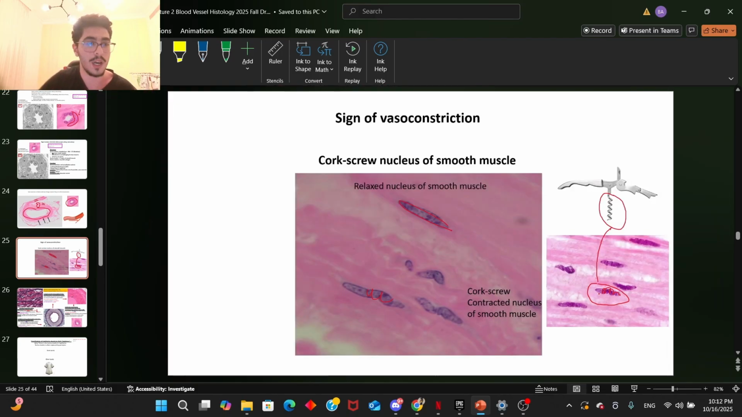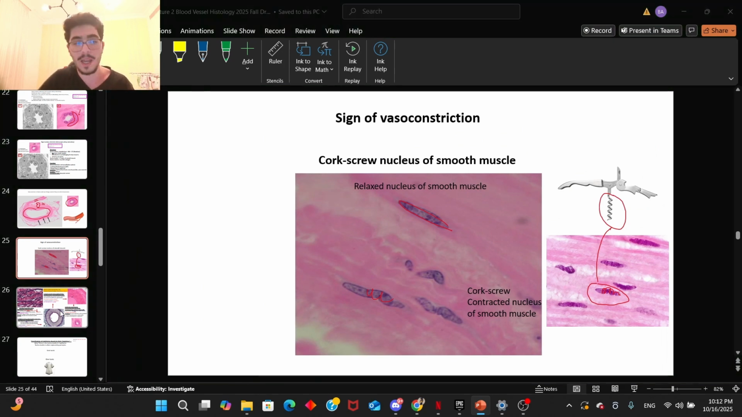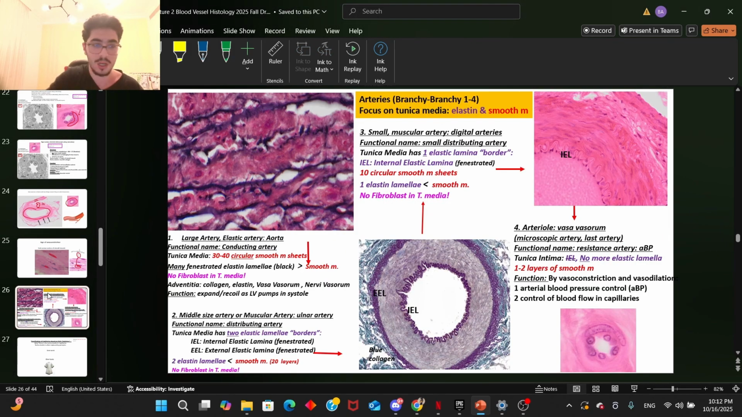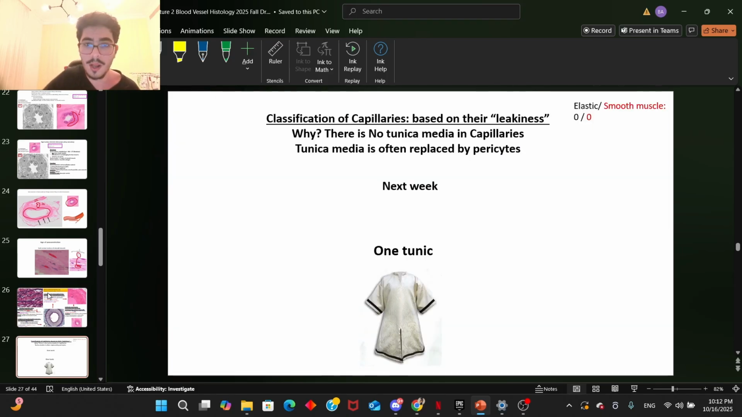Okay, this is when you can tell a difference between a smooth muscle contraction, and this is why we call it corkscrew nucleus of smooth muscle contraction. And this is a sign of what? This is a sign of vasoconstriction. Okay. This is again just a whole review of everything else, so I'm just gonna skip this one.